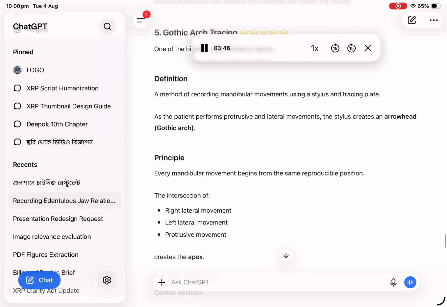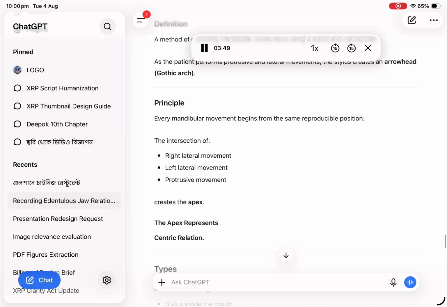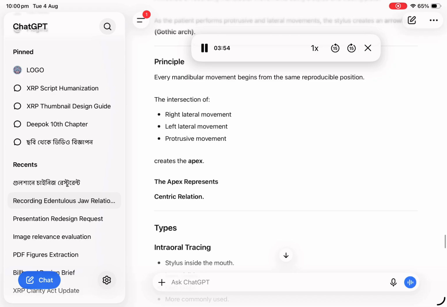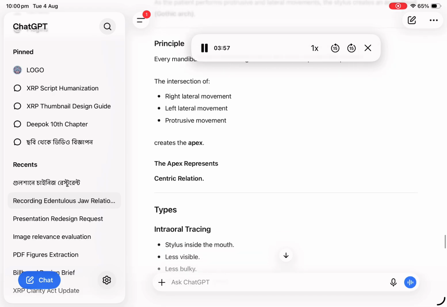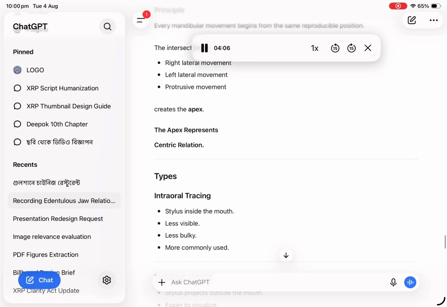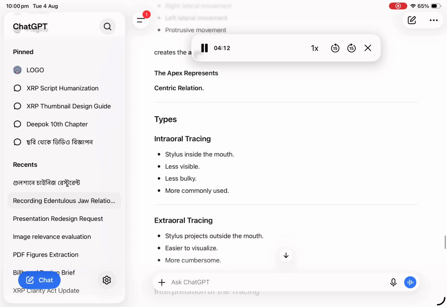Principle: every mandibular movement begins from the same reproducible position. The intersection of right lateral movement, left lateral movement, and protrusive movement creates the apex. The apex represents centric relation. Types: intraoral tracing, stylus inside the mouth, less visible, less bulky, more commonly used. Extraoral tracing, stylus projects outside the mouth, easier to visualize, more cumbersome.